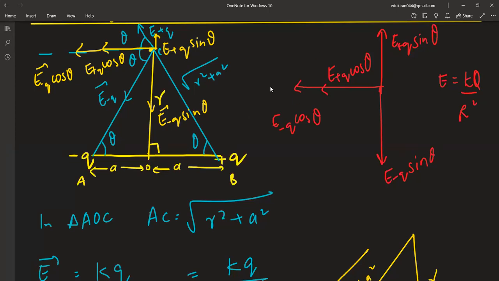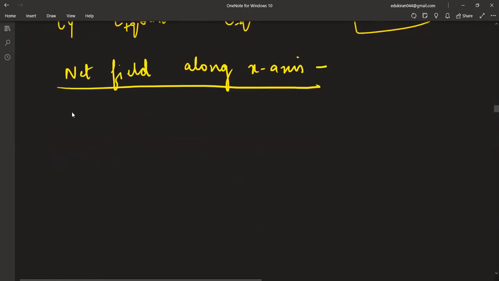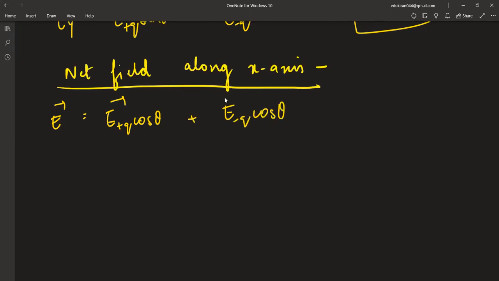But see here, the net electric field along the x-axis is present. Why? Because they are getting added, they are in the same direction, so the resultant will be greater. So the net electric field along the x-axis, E, will be E_+q cos theta plus E_-q cos theta. So what is the electric field along the x-axis? It will be double of E cos theta, right? E cos theta plus E cos theta will be 2E cos theta.